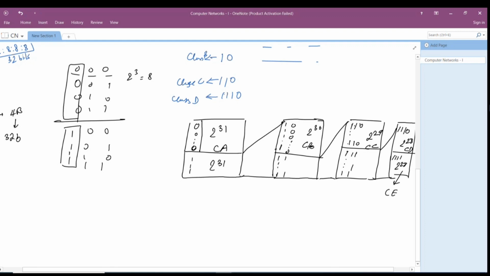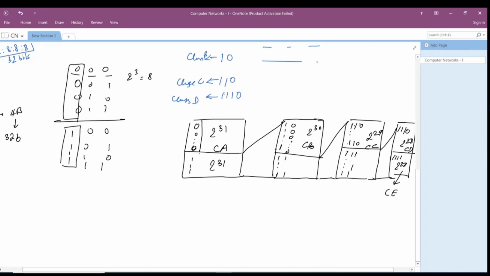So we have class A, class B, class C, class D, and our main focus would actually be class A, class B, class C. Class D and class E won't even be asked to you, and there are not a lot of discussions in the books. So the primary discussion would be class A, class B, class C. What I have taught you till now is the classful division of IP addresses. There's another type of division of IP addresses, which is classless division, which we'll see later.